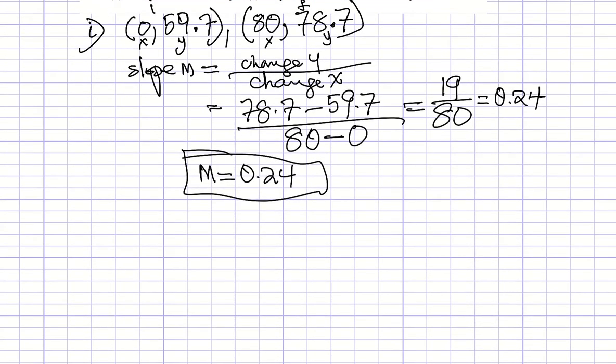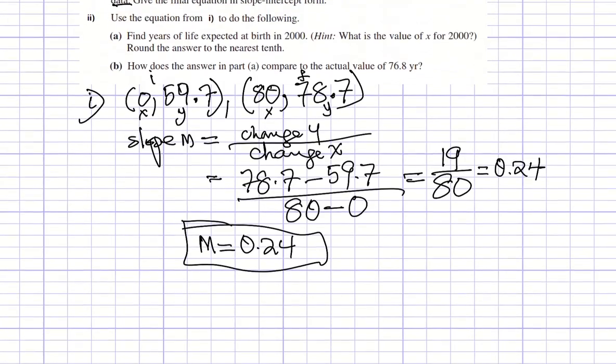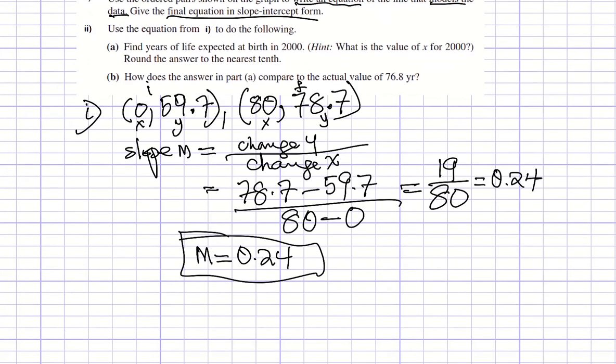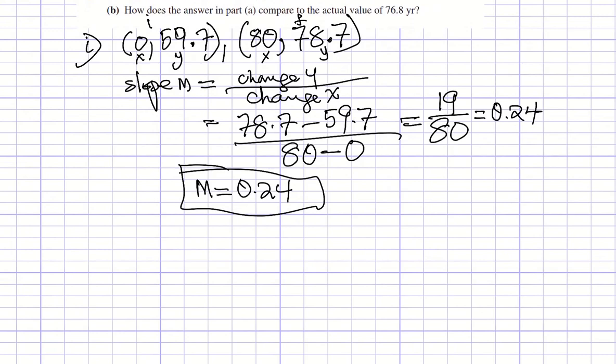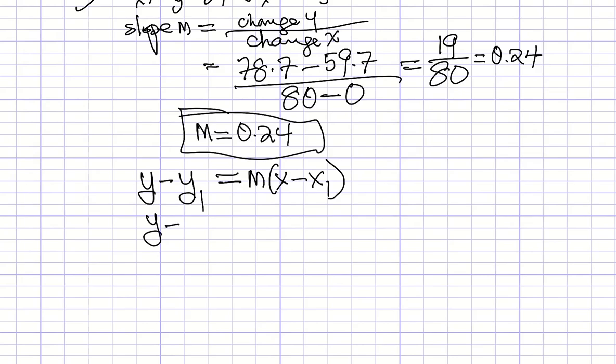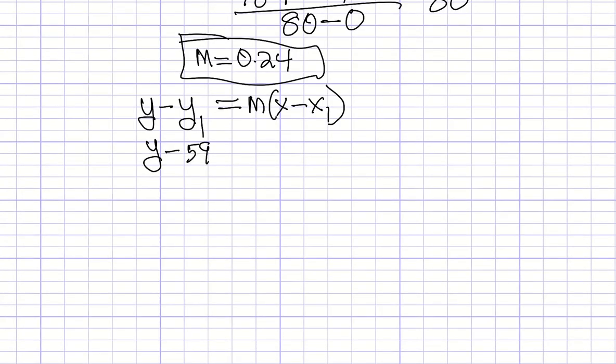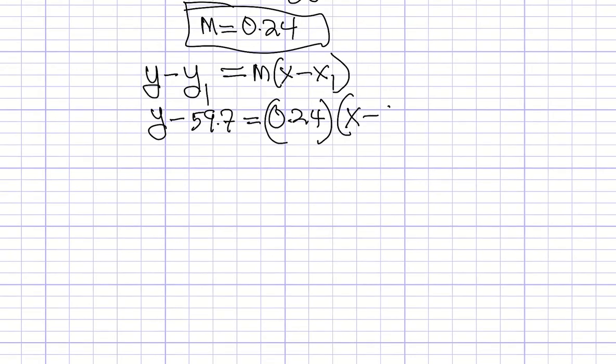And then what do you do? We use the slope. We're looking for the slope intercept form equation. We use the slope and 1 point. We can use the first point, and then we use one of our famous equations, point slope form: slope times x minus x1. We get y minus 59.7 equals slope 0.24 times x minus, what is that? x is 0 there.